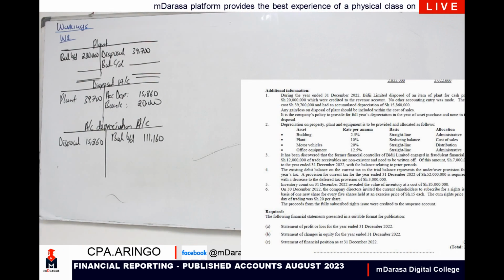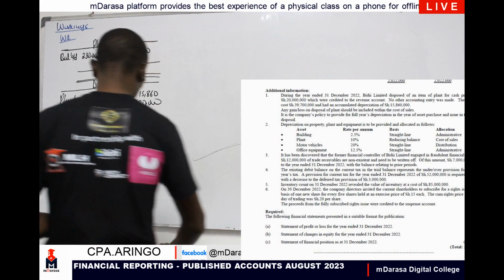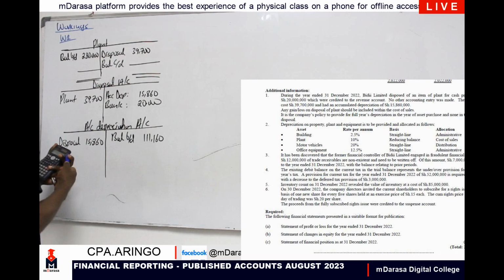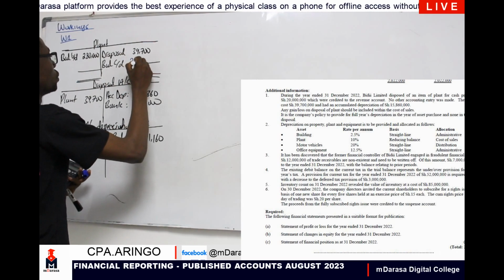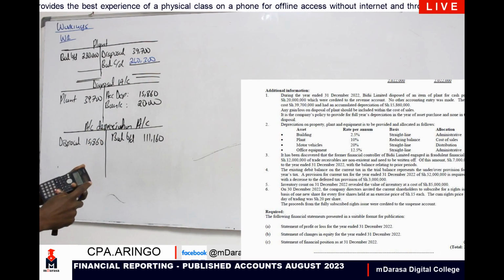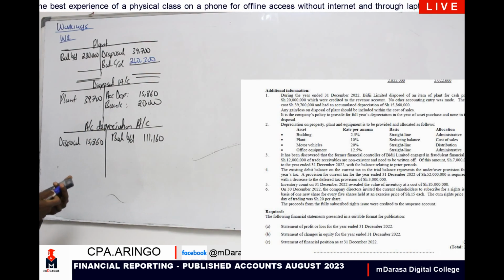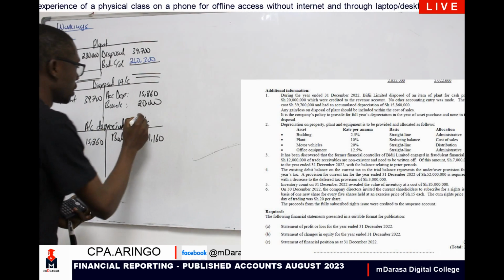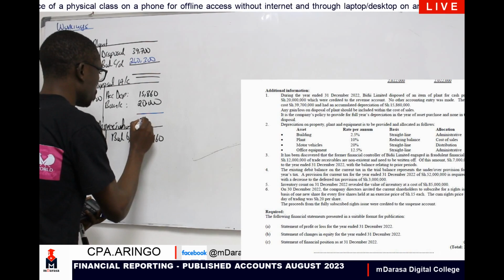Where is my blue pen? I'm going to take here 240,300. So 240,300, that's the value that I'll be having there as a balance carried down. What about for disposal? Did you have a loss or did you have a profit on disposal?